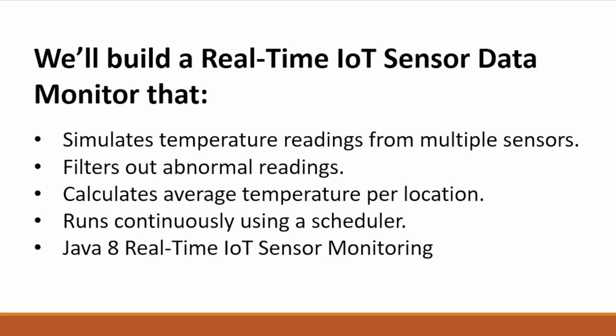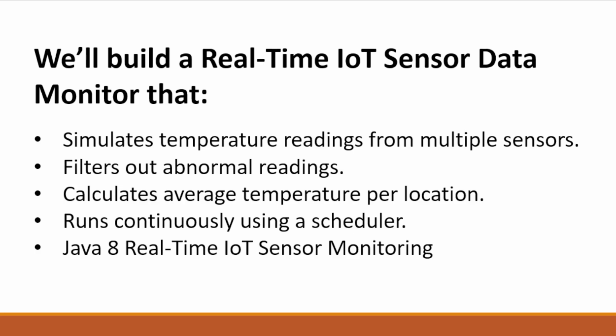So guys, in this video we are going to create a real-time IoT sensor data monitor which will read the temperature from multiple sensors. As well, we are going to filter out some abnormal readings. We will calculate the average of the temperature as per the location also. We will run continuously by using a scheduler. In a previous video also I have used the scheduler, so you can go to my playlist and watch those videos also. It will help you understand how we code in a real-time project using this kind of small concepts.